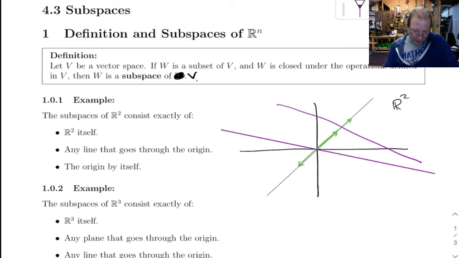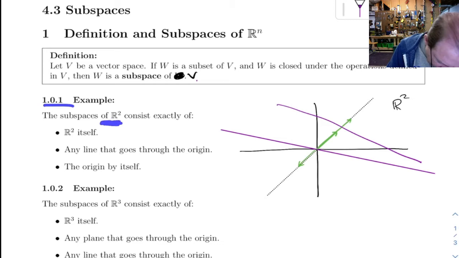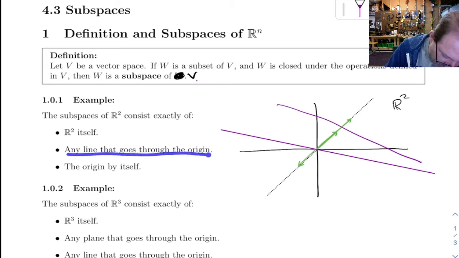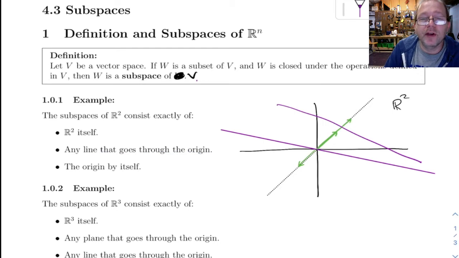So this list over here is all of the subspaces of R2. R2 itself is considered a subspace of itself. And any line that goes through the origin, the vectors that lie along that line form a subspace. And the origin by itself is also a subspace, although it's kind of trivial, but it still fits the definition.